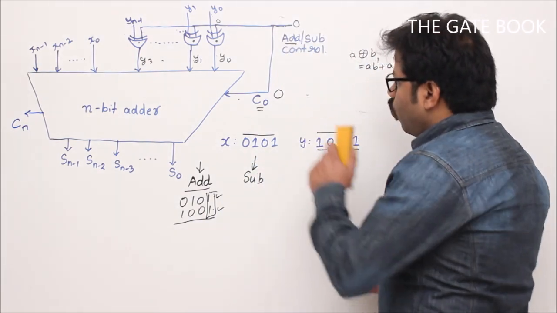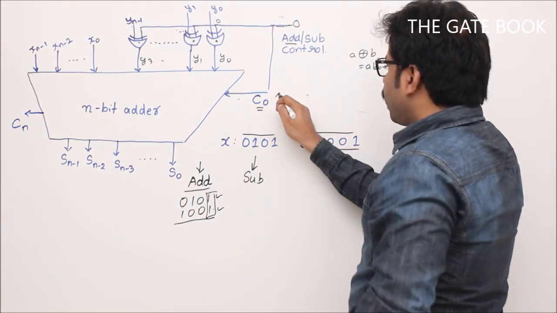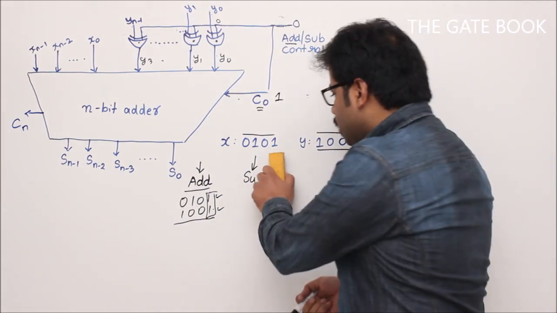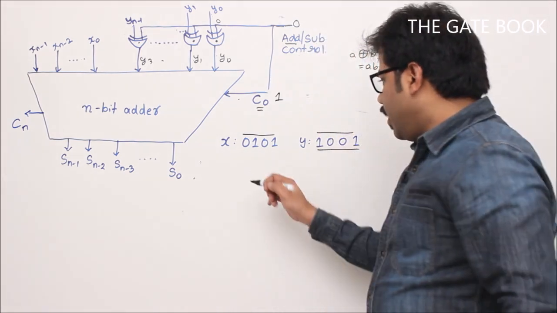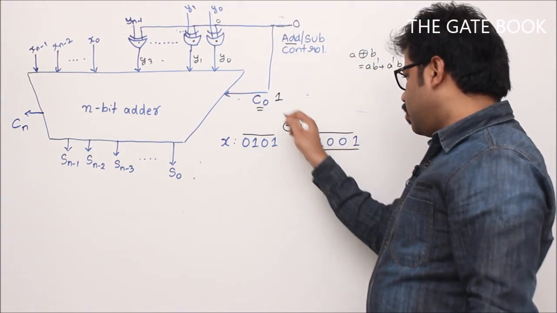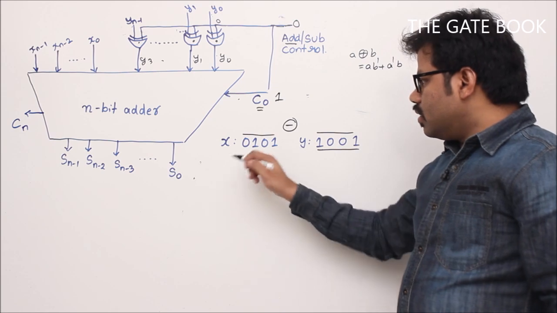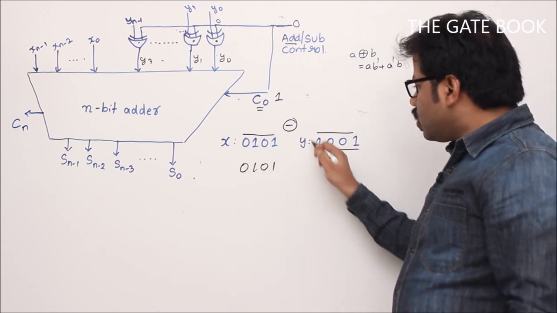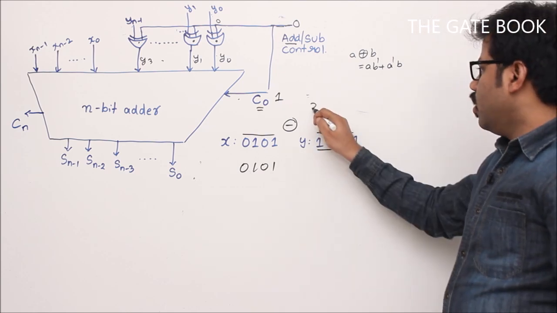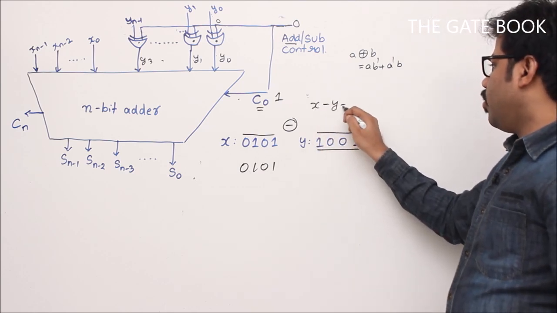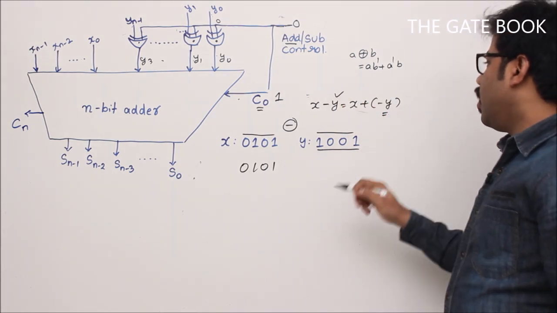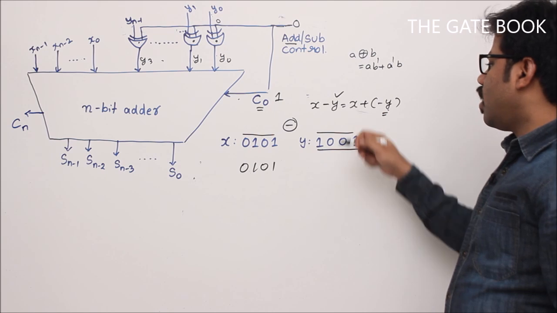Now, if C naught is 1, what is going to happen, we'll see. First of all, we'll see the expectation. What are you expecting from this circuit? We are expecting subtraction. Whenever subtraction has to happen, then 0101 is to be added to the 2's complement of y. Recall, x minus y is nothing but x plus minus y. Minus y, we have y, but we want minus y, that is the 2's complement of y.